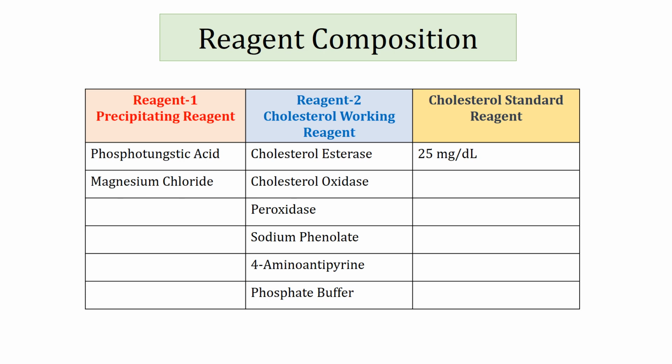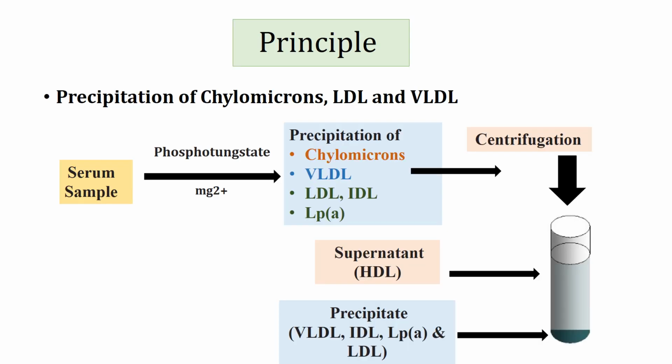Third one is cholesterol standard. The concentration of standard is 25 mg per dl. Now what is the principle? First step is the precipitation of VLDL, LDL and chylomicrons by precipitating reagent. Precipitating reagent contains phosphotungstic acid and magnesium ions.